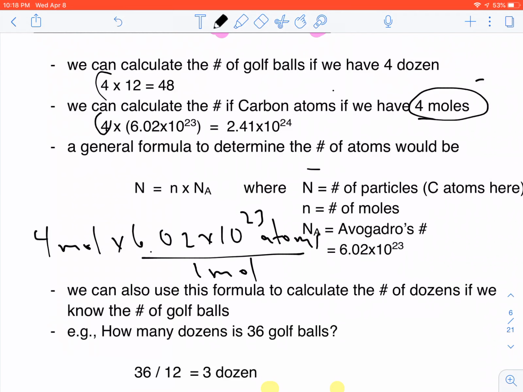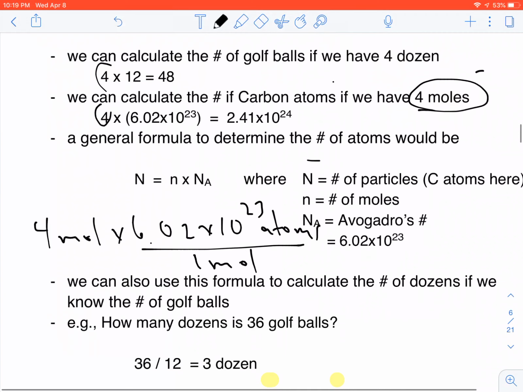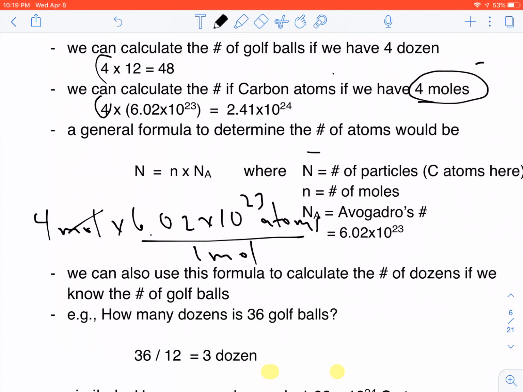Right, that's by definition. Again, remember this number, Avogadro's number, is on your periodic table at the bottom of the periodic table, so you don't have to remember it. And the moles on top and the moles in the denominator cancel out, and I end up with 4 times 6.02 times 10 to the 23rd. The moles are gone, I'm left with atoms, and what I end up with for my answer is 2.41 times 10 to the 24th atoms of carbon.